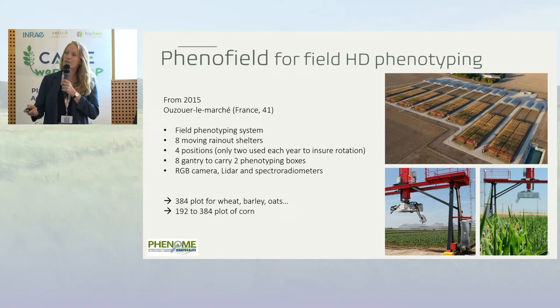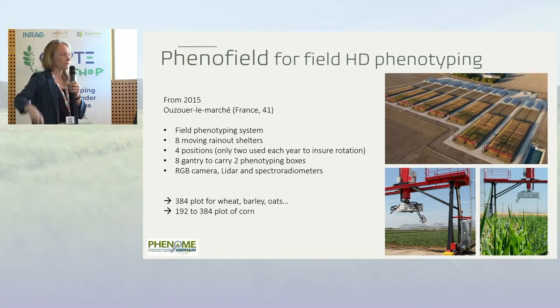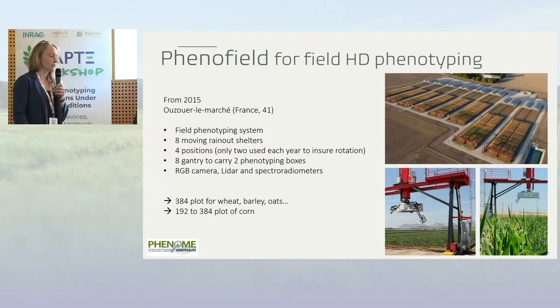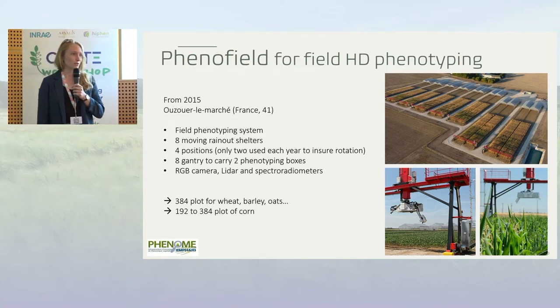The gantry carry phenotyping boxes like those, so that we can phenotype all the culture. On the phenotyping boxes, we have an RGB camera, LIDAR, and spectroradiometer. For small crops like wheat, barley, and oat, we can have almost 400 plots, while for a bigger crop, we can have a bit less, but also a huge amount.